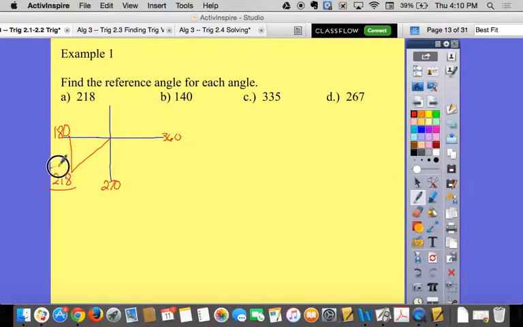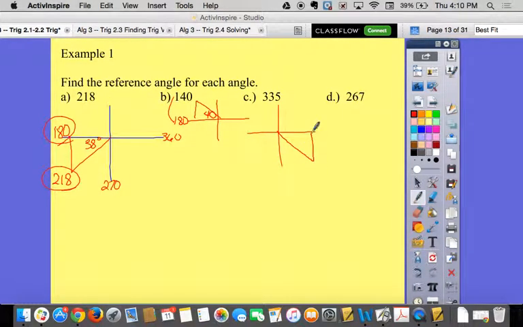You're wanting to know the difference of these two numbers. Well, guys, all you're doing is subtracting. Big number minus little number. So type in 218 minus 180. And that's all you need. 218 minus 180 is 38. You have a reference angle of 38 degrees. Boom. All right, if you got 140, you didn't quite get to 180. So if you subtract those two things right there, that's a reference angle of 40.